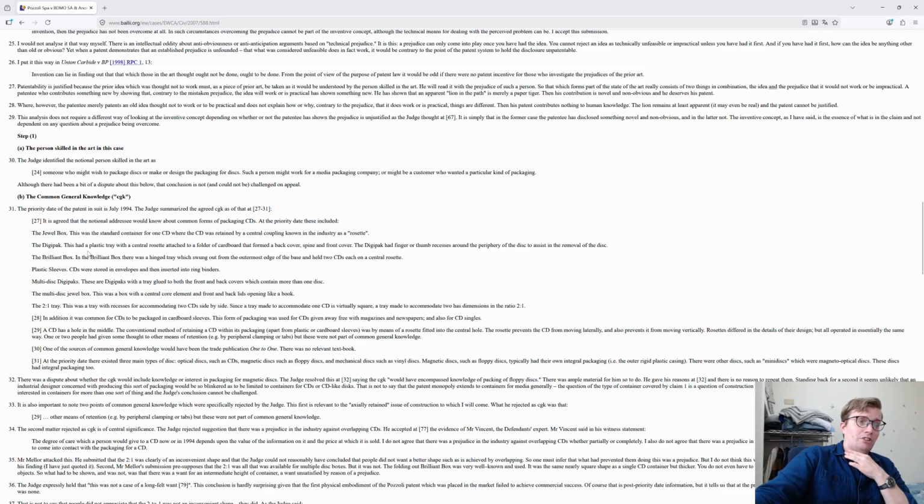The Brilliant Box, plastic sleeves, multi-disc digipacks. These are digipacks with a tray glued to both the front and back covers, which contain more than one disc. The multi-disc jewel box. This was a box with a central core element and front and back lids opening like a book. The 2-1 tray. This was a tray with recessing for accommodating two CDs side by side. Since a tray made to accommodate one CD is virtually square, a tray made to accommodate two has the dimensions and ratio 2 to 1.